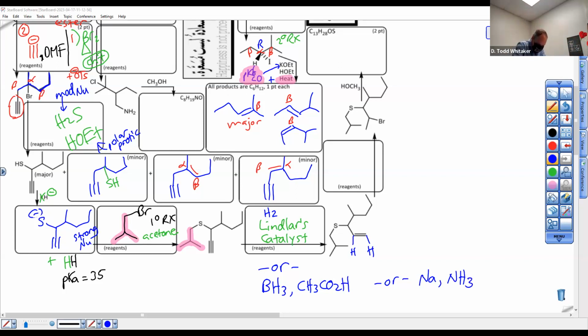I'd like to point out if you use the Na and NH3, here's your result. The new H's are anti. Those gave that result, and these two gave this result. See what I'm trying to say?